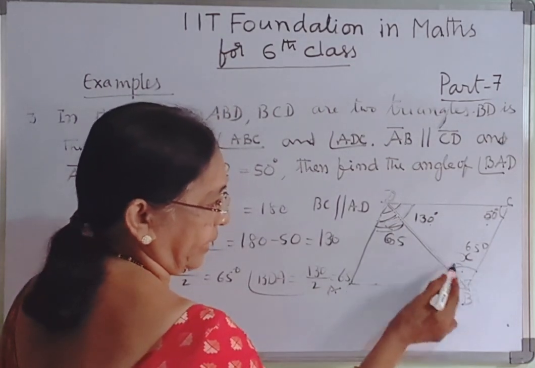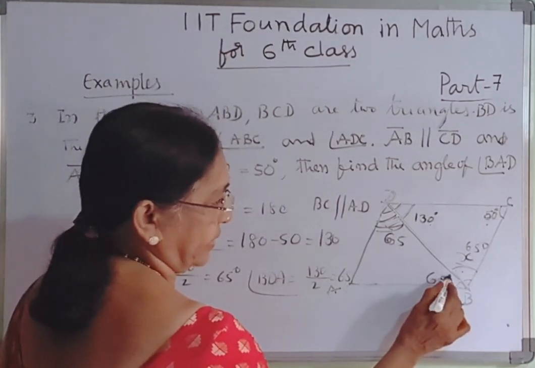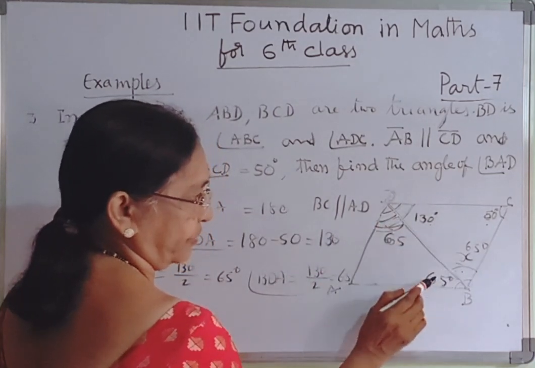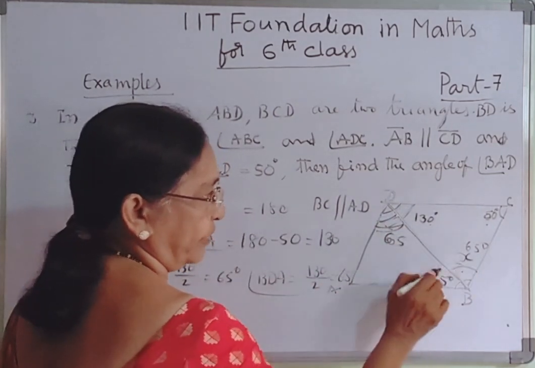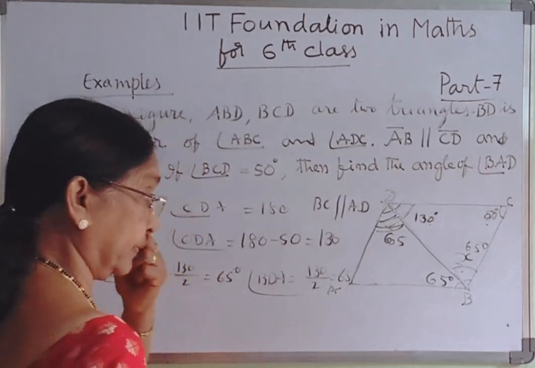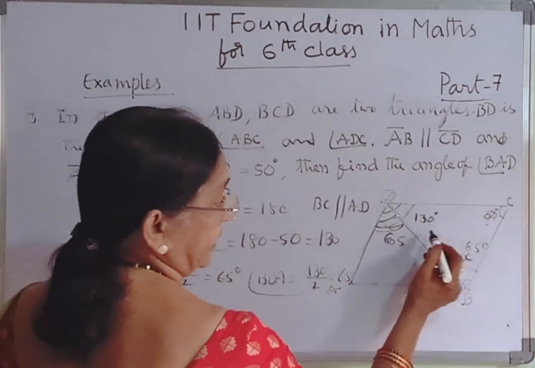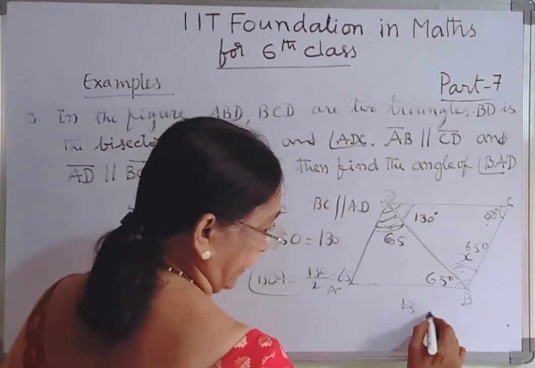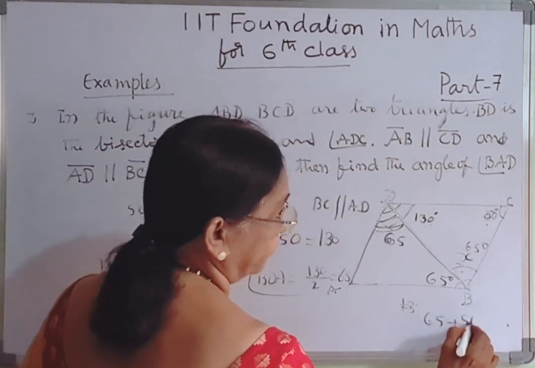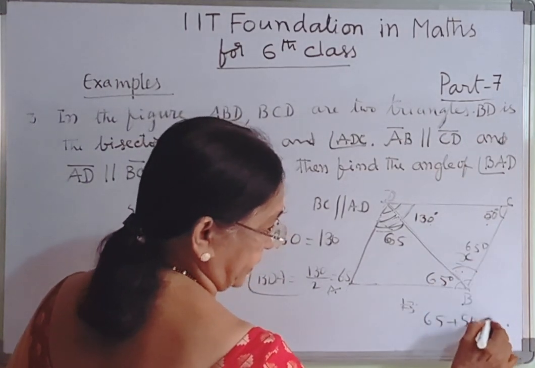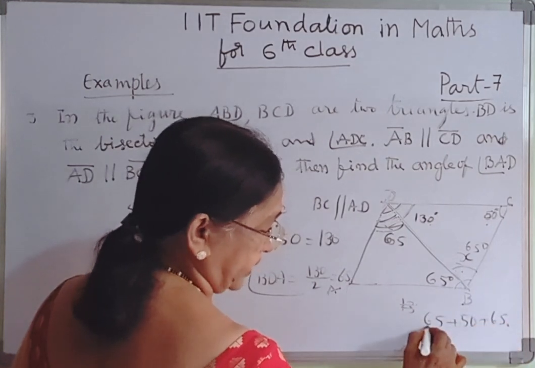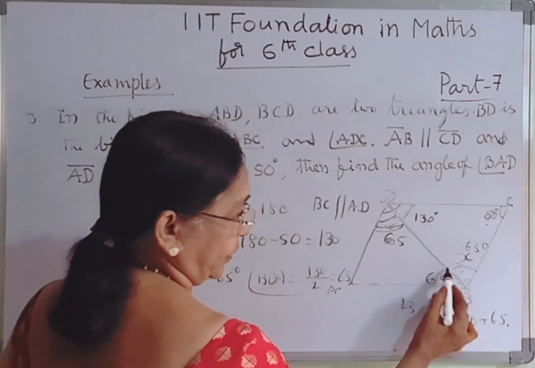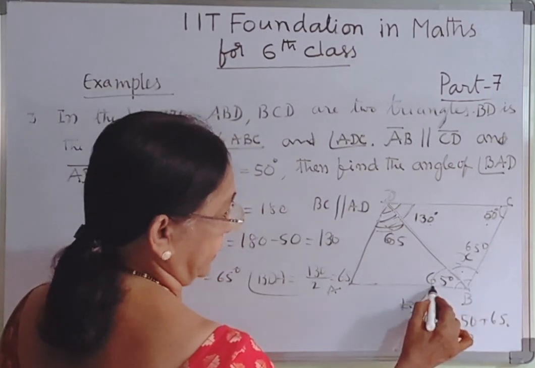And this is an angular bisector. This angle is also equal to 65. Therefore, these angles are each 65, 65. So, the sum of the angles in a triangle is equal to 180. Let us see, this is half of 130, that is 65 plus 50 plus 65. So, 65 plus 65 is 130, plus 50 is 180. So, this angle is 65 and this angle is 65.